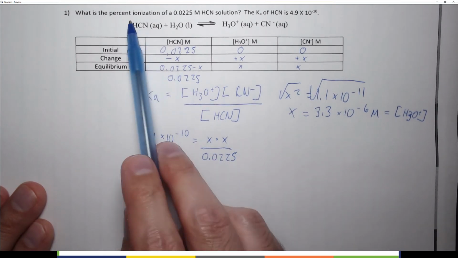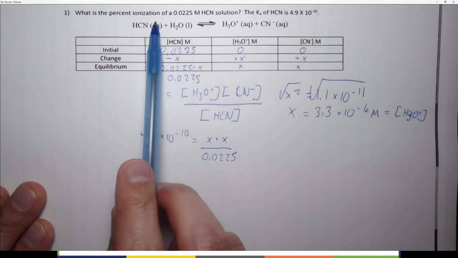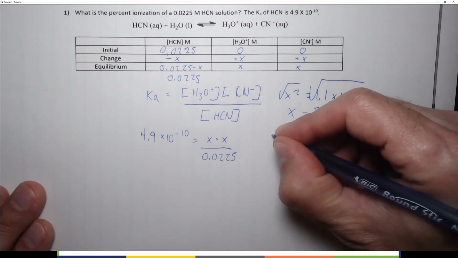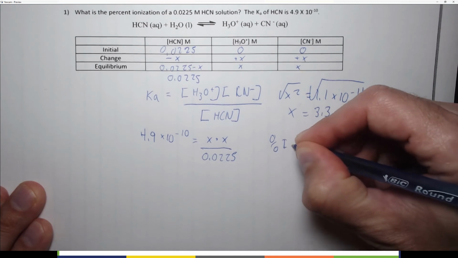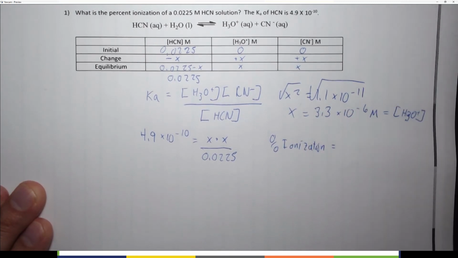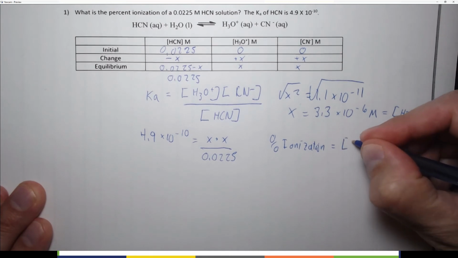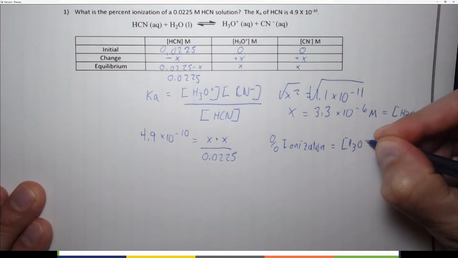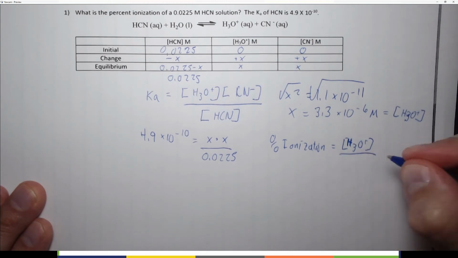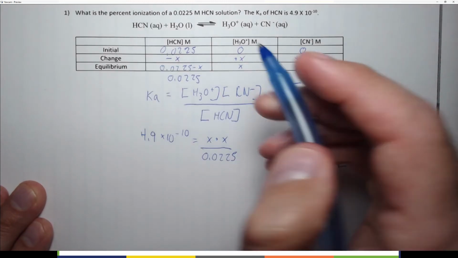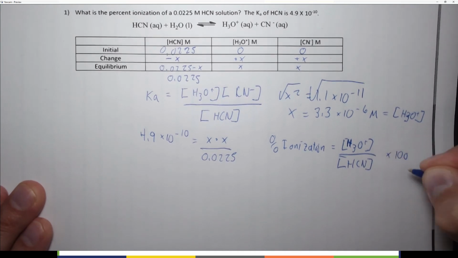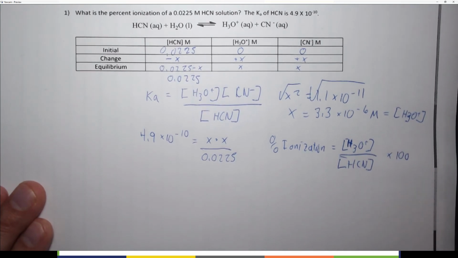But in this question, we're not asked for the pH. We're asked for a slightly different calculation, which is the percent ionization. Well, the percent ionization, as we just discussed a minute ago, is equal to the concentration of H3O+ divided by the concentration of, in this case, HCN, times 100, because it's a percentage. We usually multiply those by 100.